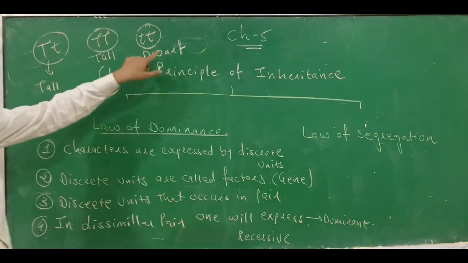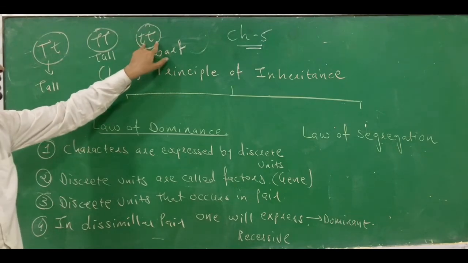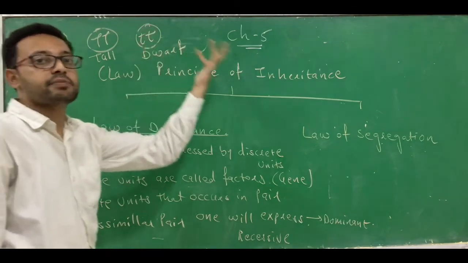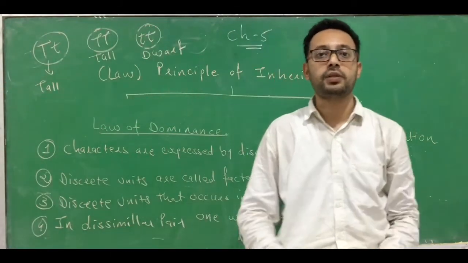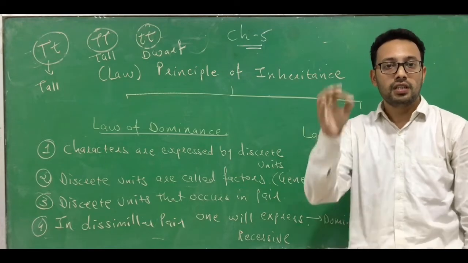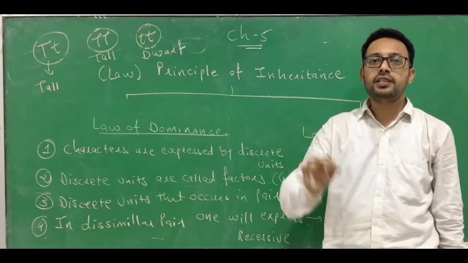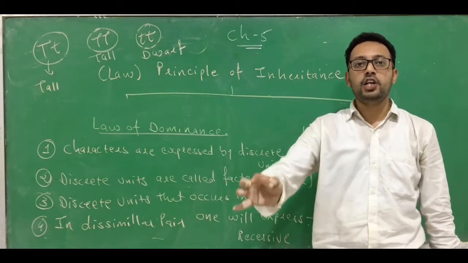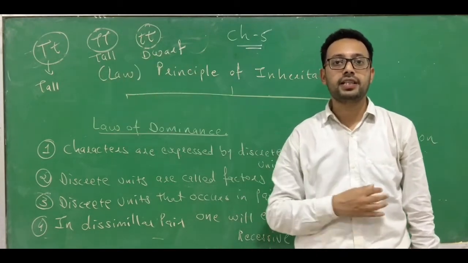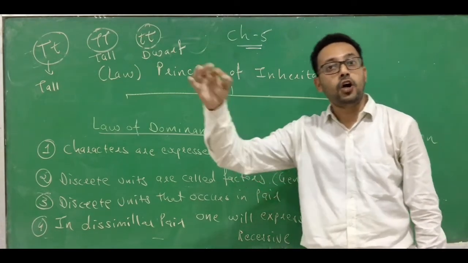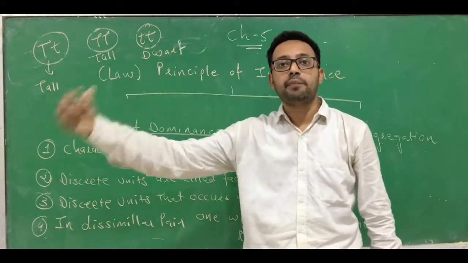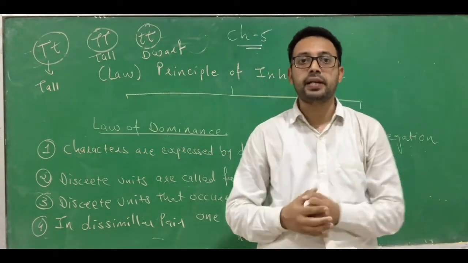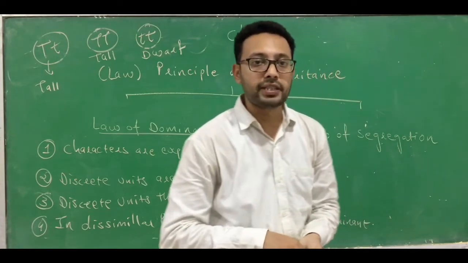A recessive can express, like here where both are recessive. Here the dominant, capital T, is absent, so at that time the recessive can express. So you have to remember the law of dominance. Remember these lines: the dominant will express in the dissimilar pair. The recessive will not express in the presence of a dominant character. The recessive will only express when the dominant is absent. Clear? So this is called the law of dominance, and it always occurs in a pair.